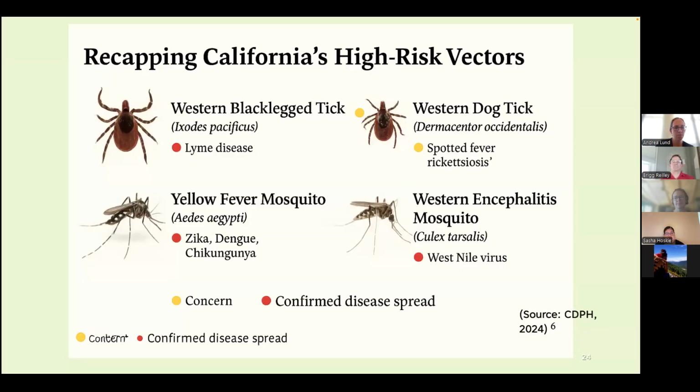I put a recap here because I figured she was going to go over all of this already, so we'll just skip this slide. But I did put red dots on the things that were more concerning. The Western dog tick is a concern, but not as much of a concern as the others. Next slide.